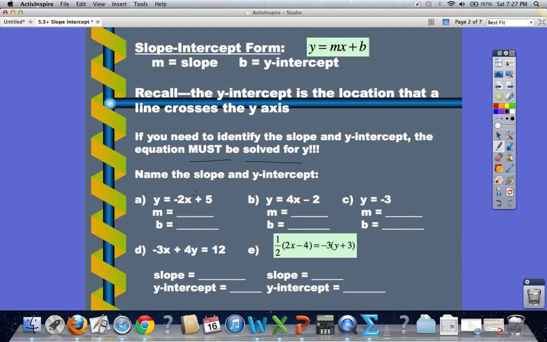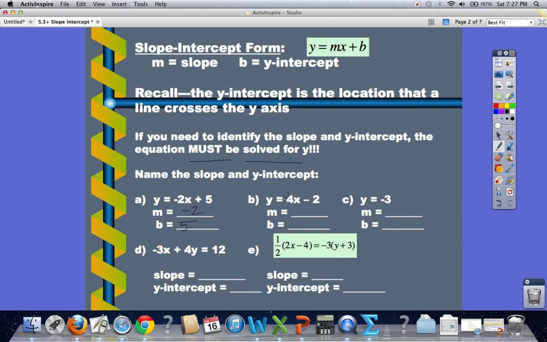Alright, so let's look at this. It says name the slope and the y-intercept. Looking at our problem, this is why I wanted you to put the x first. So m is going to always be next to your x. Alright, so m is -2, and then that makes our b, which is the back end here, +5. It's that easy. Once it's in y equals, it's no problem.